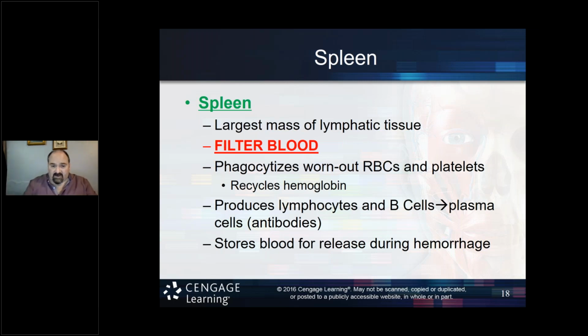So terrible, terrible stuff. But you'll see here also that it phagocytizes worn out red blood cells. So your macrophages would be involved in this. The monocytes that differentiate after a few days and become macrophages can recycle old red blood cells, erythrocytes. It produces lymphocytes and B cells, these plasma cells, okay? Doesn't so much produce them, because know this, that's not really correct.